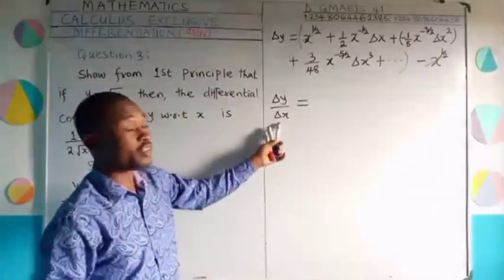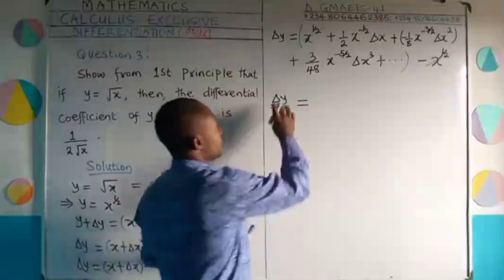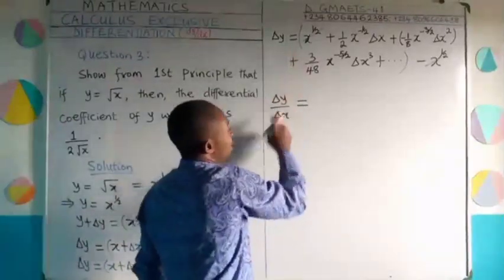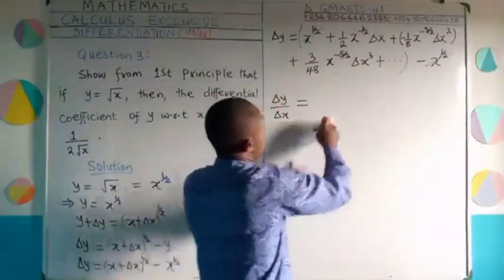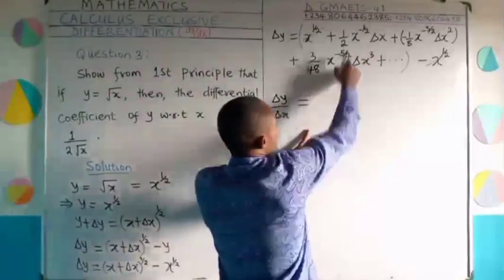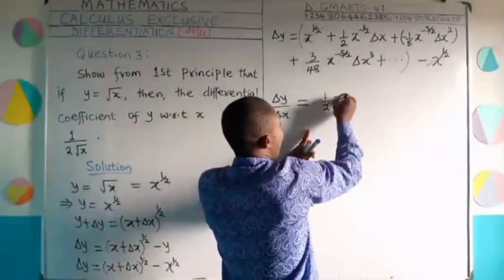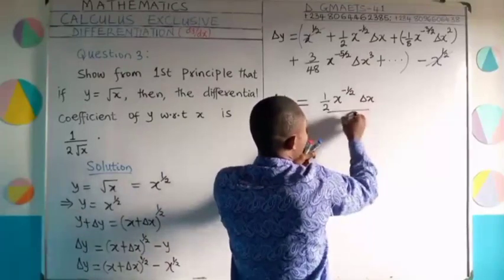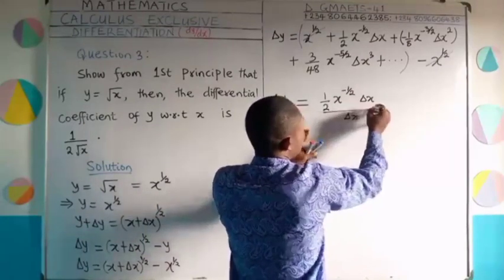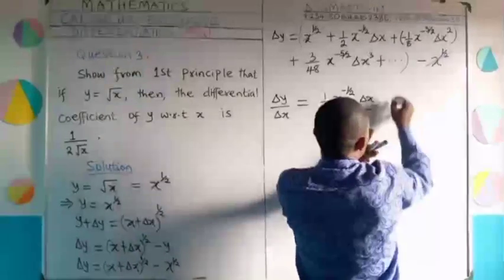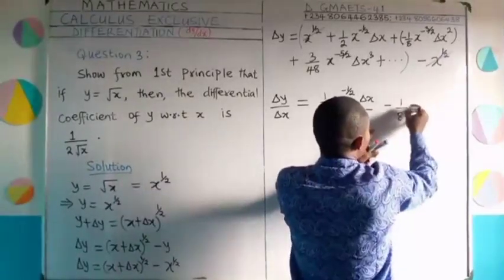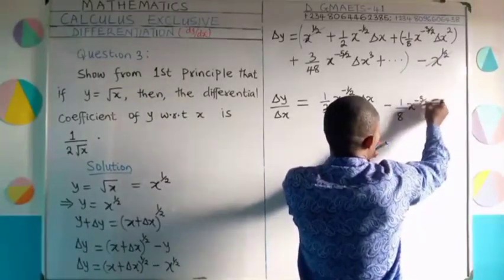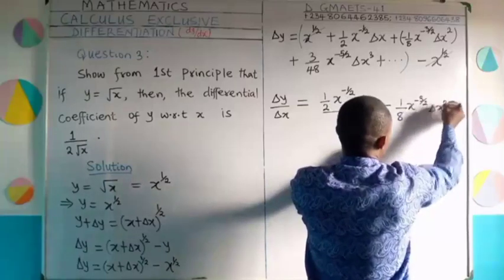In this case, the independent variable is x. So you divide through by delta x. Delta y divided by delta x, that is delta y over delta x, will now be equal to, you come over to this. This is 1 all over 2, x raised to the power minus half, delta x over delta x. Then you come to this term, plus times minus will give us minus 1 over 8, x raised to the power minus 3 over 2, delta x raised to the power 2.